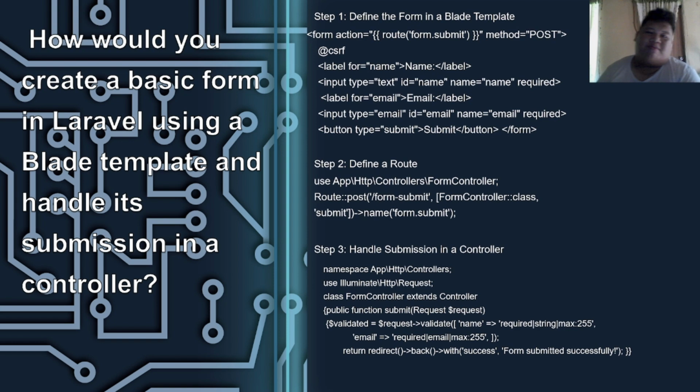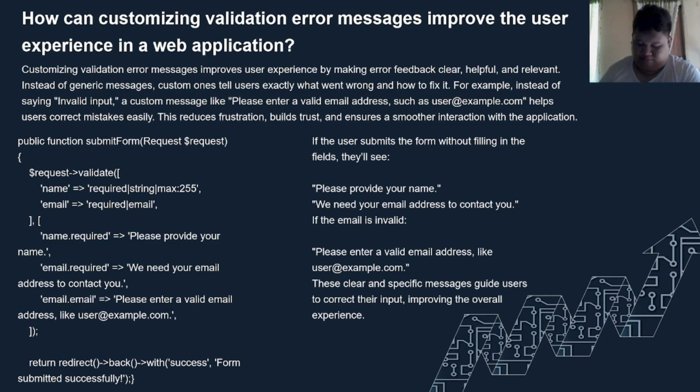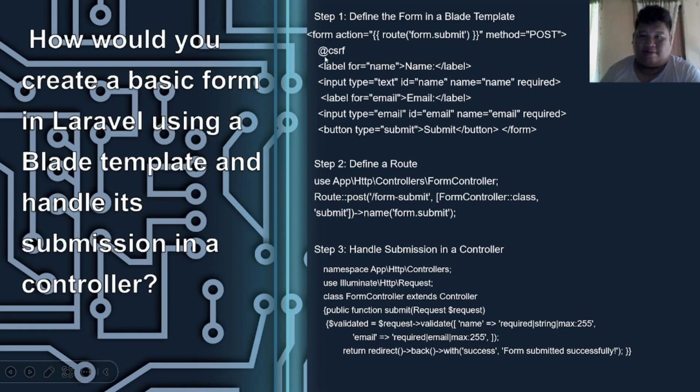How would you create a basic form in Laravel using a Blade template and handle its submission in a controller? Step 1. Define a form in a Blade template. This is the code for the Blade template for the form action. Then, it uses CSRF for protection. And the label is the name of the form.